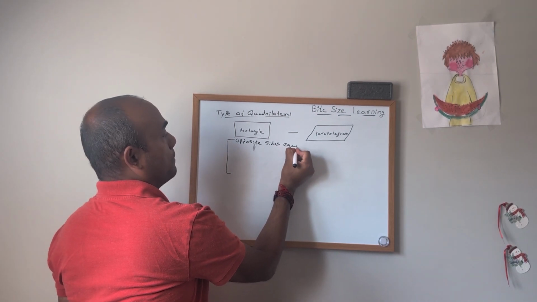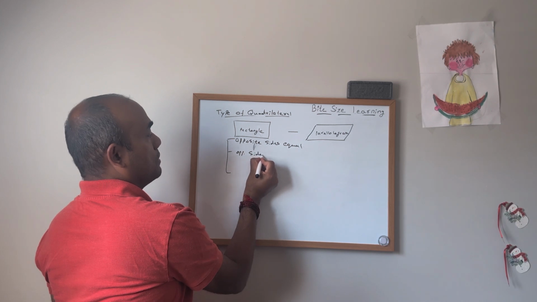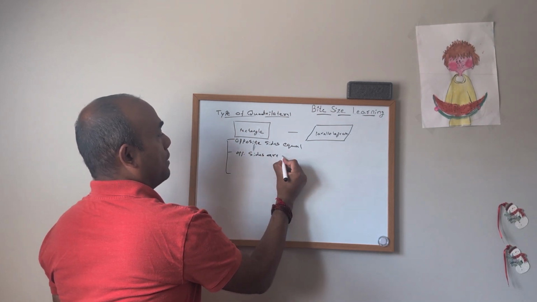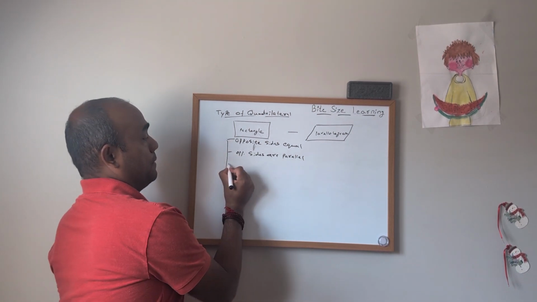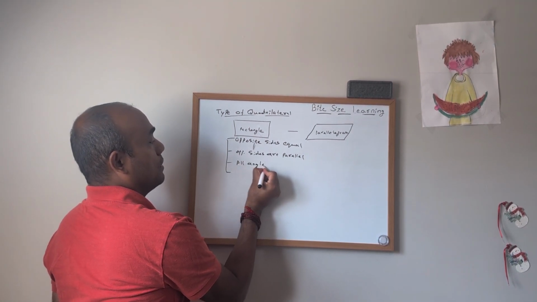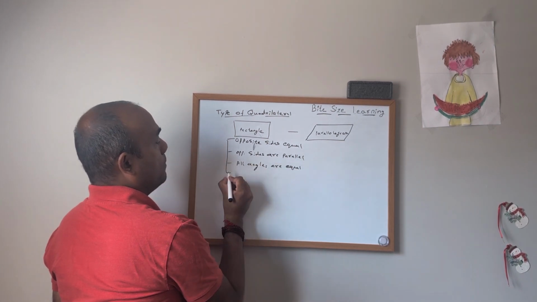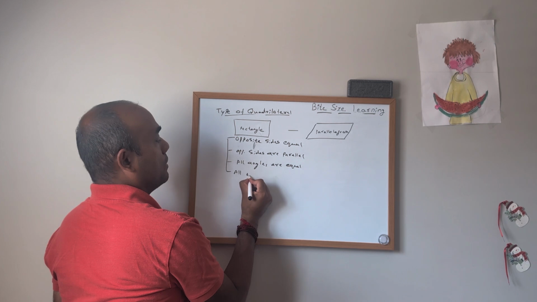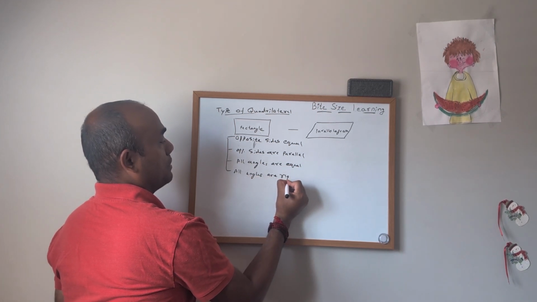equal, opposite sides are parallel, all angles are equal, and all angles are right angles.